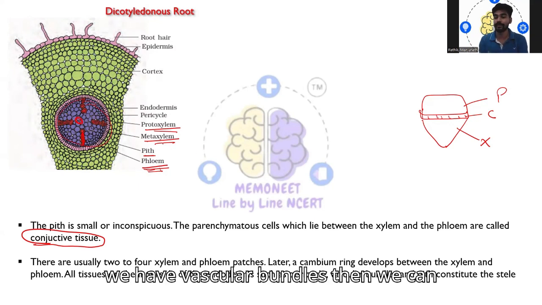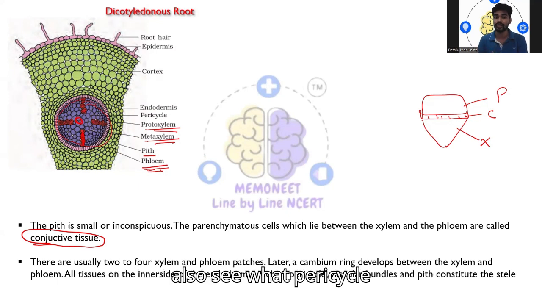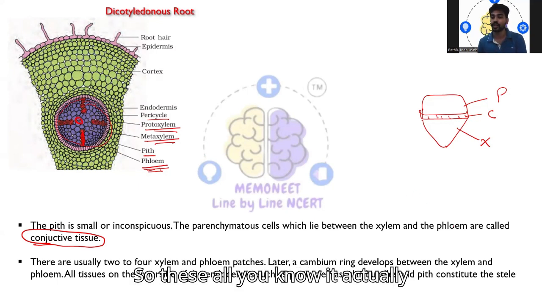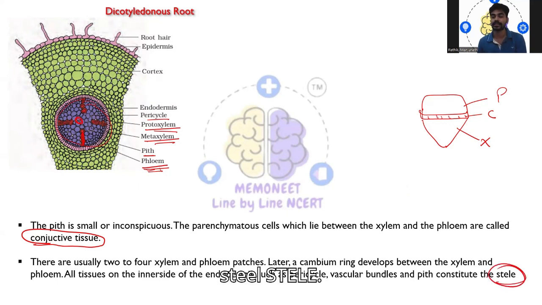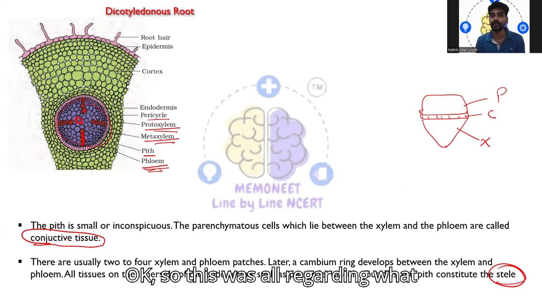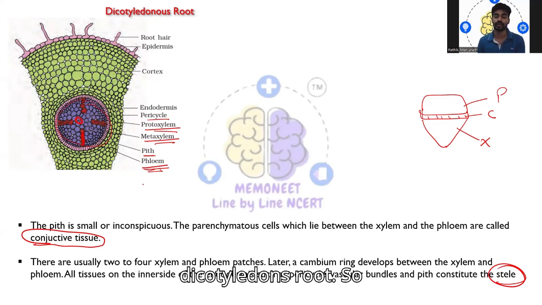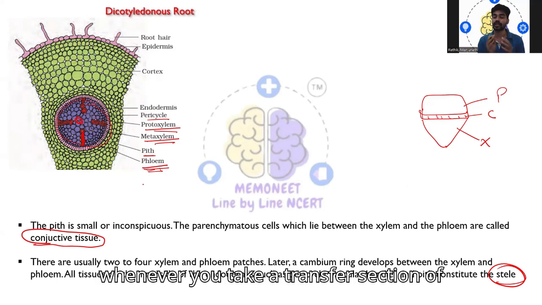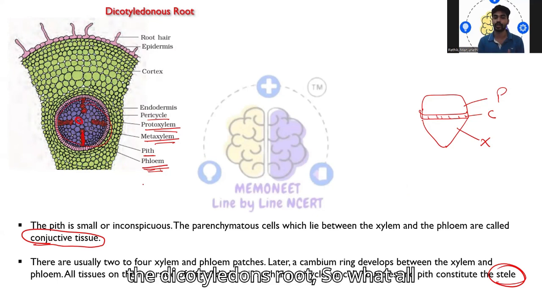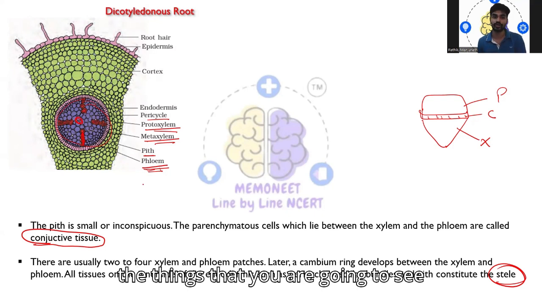Then we have vascular bundles. Then we can also see the pericycle, vascular bundle, and pith region. These all together constitute the stele. So this was all regarding the dicotyledon root. Whenever you take a transverse section of the dicotyledon root, what are all the things that you are going to see?